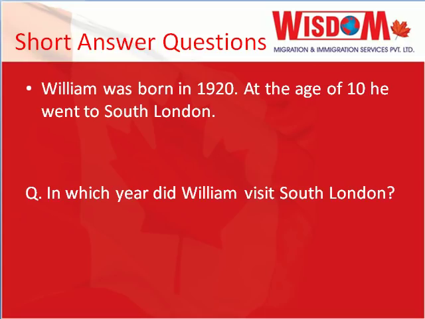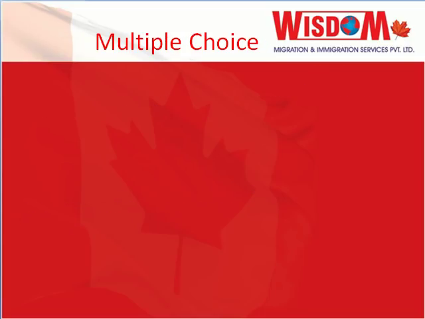It is very clear from the text that William was born in 1920. When he was 10 years old, he went to South London. So your answer would be 1920 plus 10. That would be 1930. So this is an indirect kind of answer. Remember that in short answer questions, you have to copy the words correctly, especially the numbers, and you need to check the spellings, because wrong spellings will not fetch you any marks.